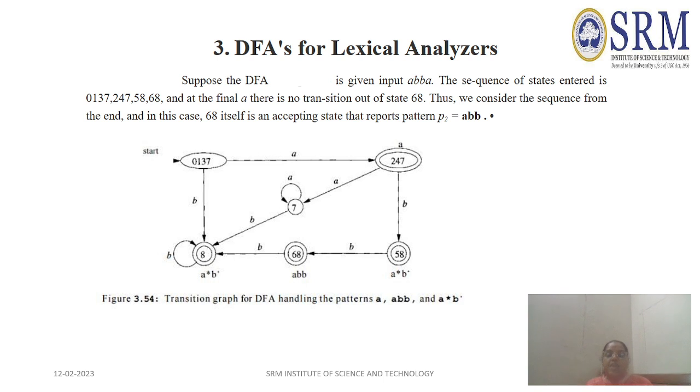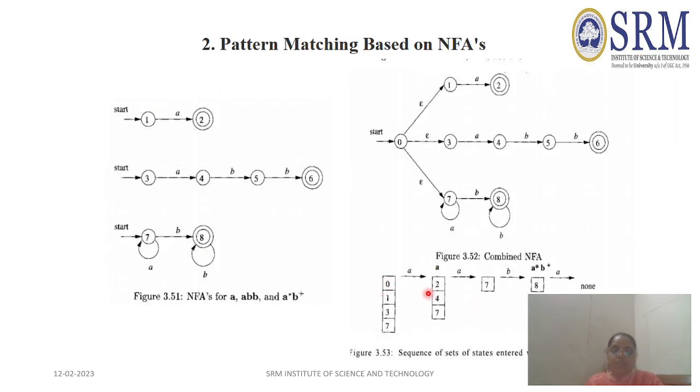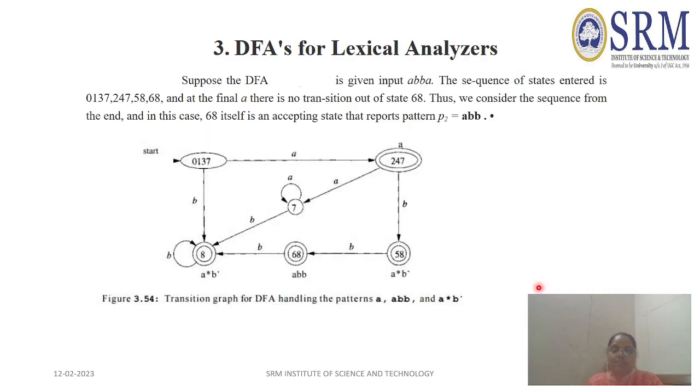See here, this is the DFA diagram for the NFA diagram, whatever we have drawn for A, B, A star, B plus. Okay. So this is the A state, that is 0, 1, 3, 7 is the A state, then B state, C state and D state. So while combining into the DFA, you will be getting extra final states.